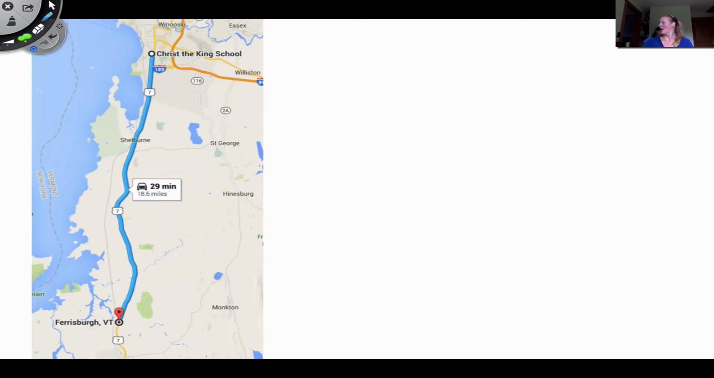at this image right here, what that means is that in 1 second, we will have traveled from our school of Christ the King all the way down to Ferrisburg, Vermont in exactly 1 second. Some of you may not know where Vermont is, but that's a pretty substantial difference.